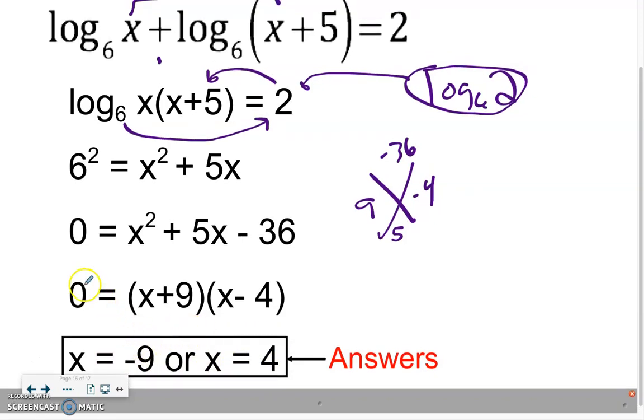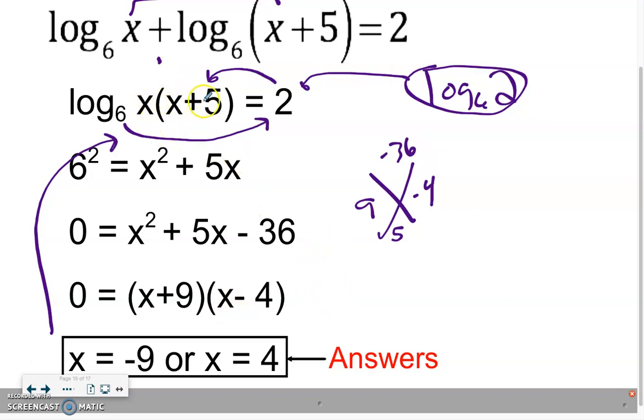And then we're going to plug them back in here. We plug the negative 9 in. We have a negative there, and a negative times a negative makes a positive. Thus, this expression does work. So both those answers, negative 9 and 4, work because we're plugging them into this expression right here. A negative times a negative becomes a positive, thus our solution would work.